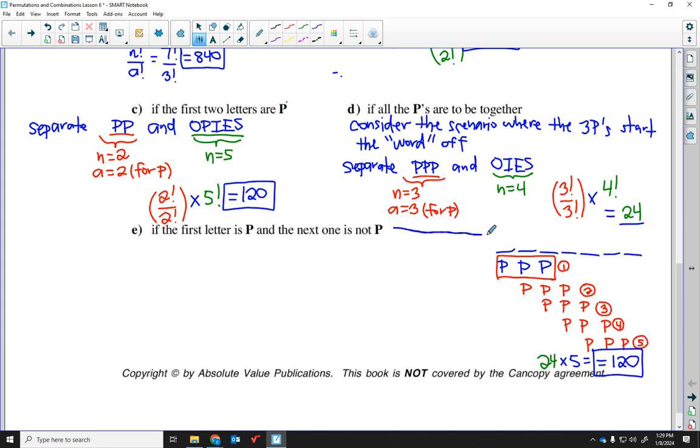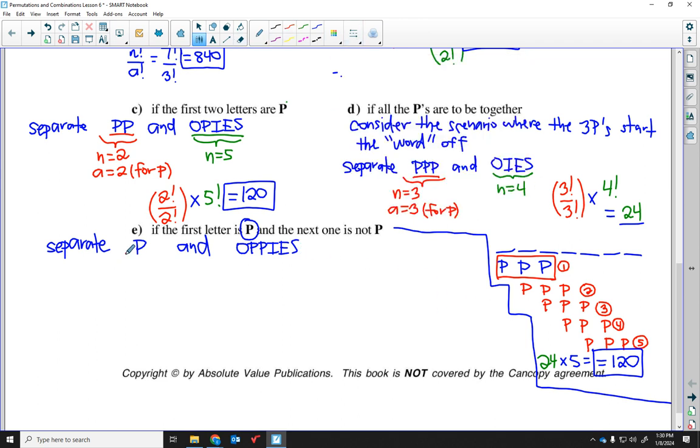Okay, one more. This is probably as complicated as it gets for one of these questions. It says the first letter has to be a P, and then it says the next one is not a P. So again, because it tells me the first letter is going to be a P, I'm just going to take that and remove it from the rest of the letters in the word poppies. So again, we'll separate. We're going to pull out a P, and that's going to leave me with O, P, P, I, E, S.